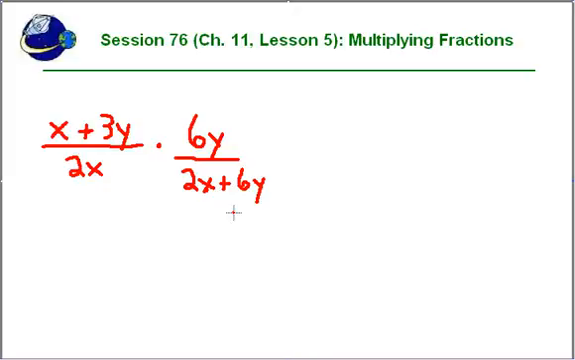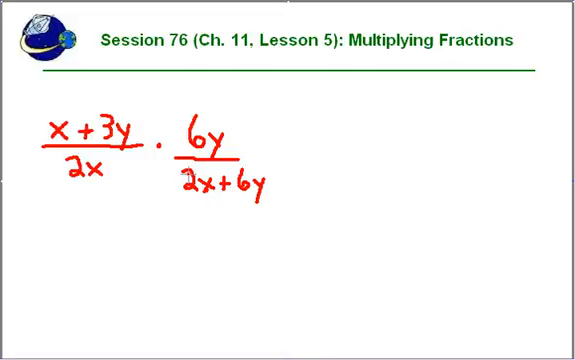In session 76, we're going to be multiplying fractions. And as you remember, whenever you have fractions that you multiply together, you take your numerators and multiply them together, and then you take your denominators and multiply them together. After you've done that, normally you are asked to then write your answer in lowest terms, so you would have to go through the process of taking that multiplied answer and reducing it to get into your lowest terms.